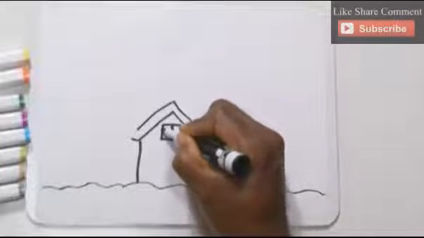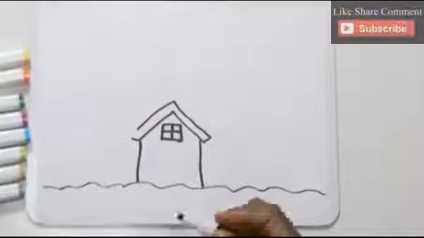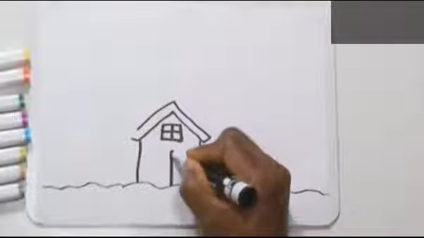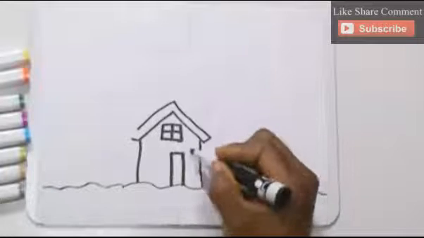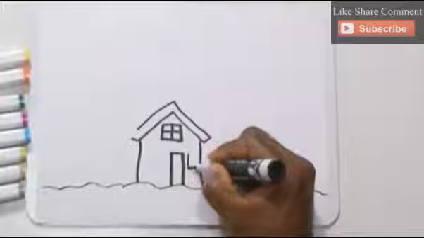You can put an X in the middle. There you go. We'll need a door. Another window here.